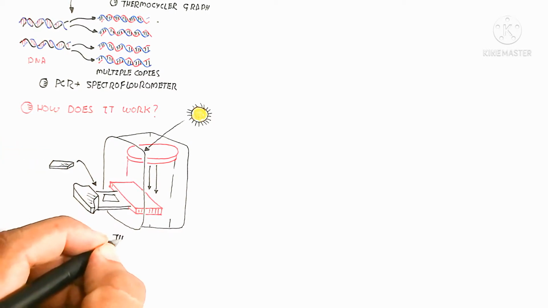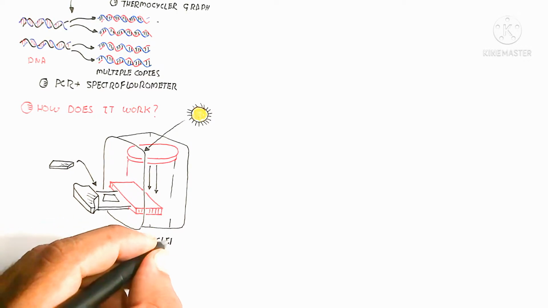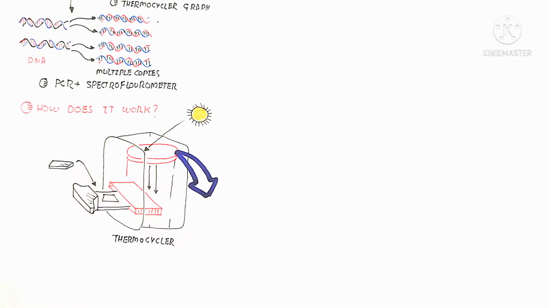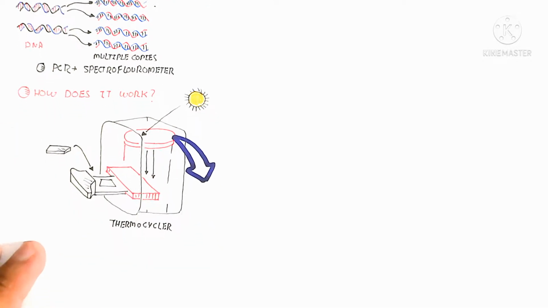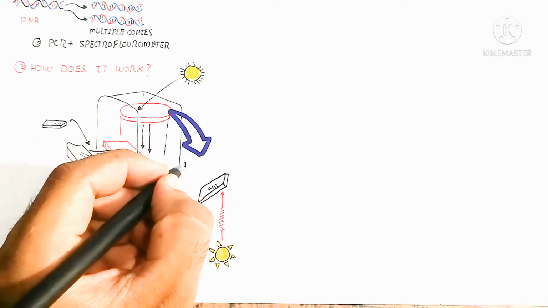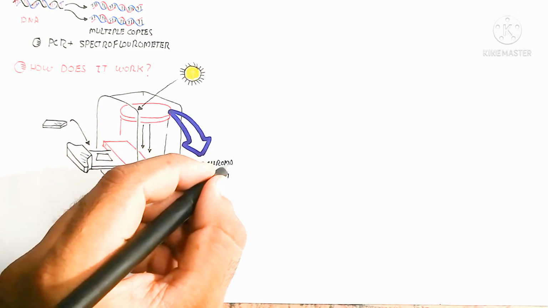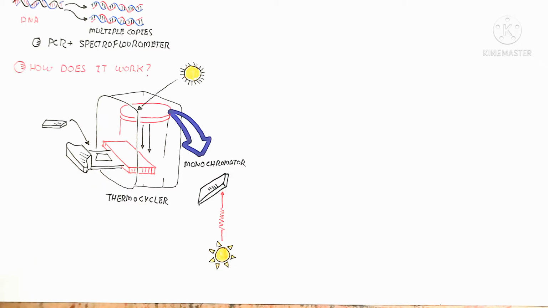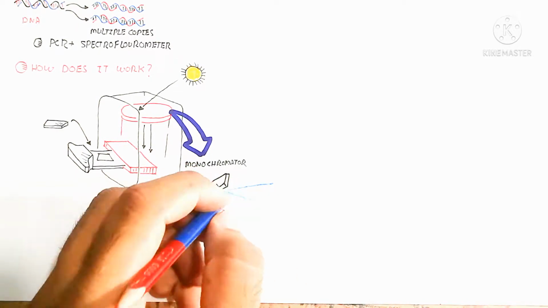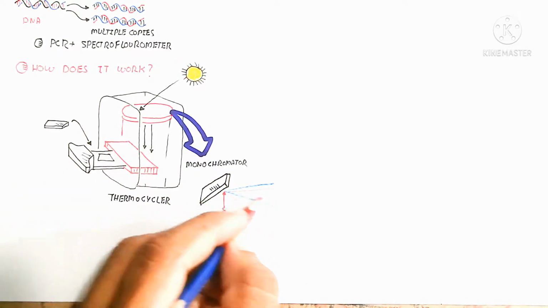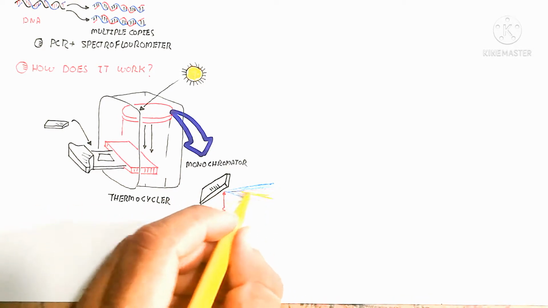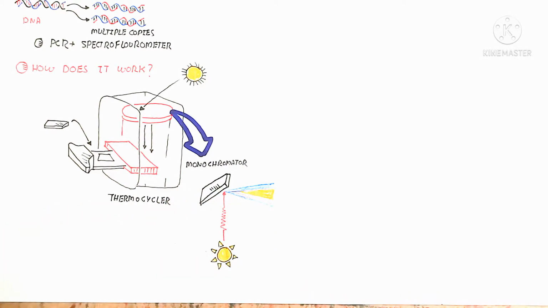So let's begin to understand how it works. Here is the PCR machine, known as the thermocycler. Here are the different parts. Here is the part for putting the sample, and here is the part where the light will fall on the spectrofluorometer. This spectrofluorometer accepts the light and moves it toward the DNA sample. With every cycle that light will increase.